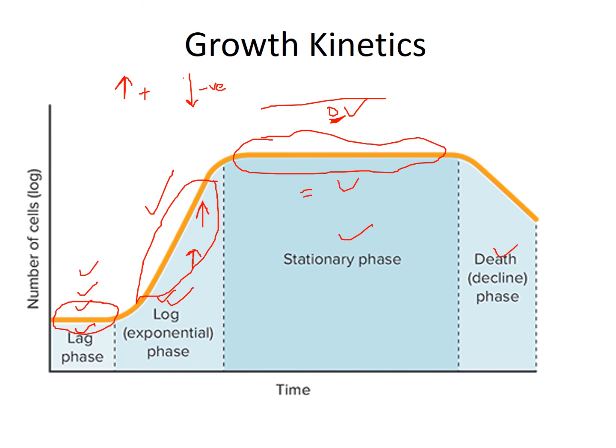The last one is the death phase or the decline phase. What happens at this stage? The rate of formation of new cells is less compared to the death of the old cells. Because the death of cells is more than the formation of new cells, you will see a considerable decrease in the growth curve. So this is all about the growth kinetics of microorganisms.